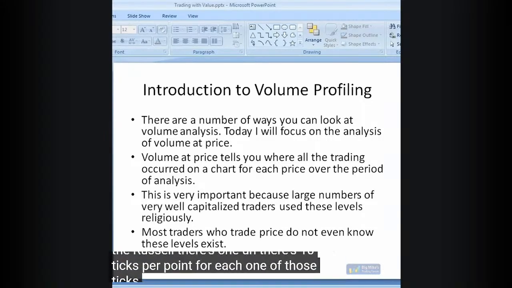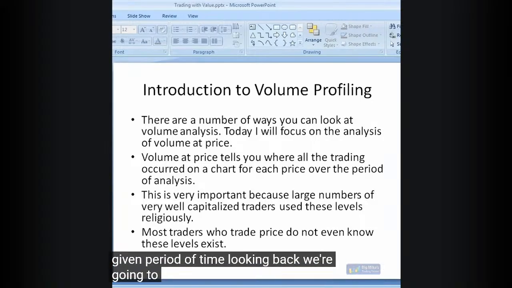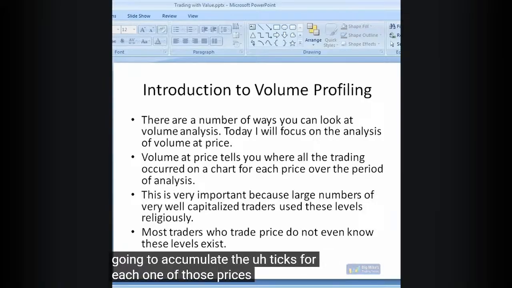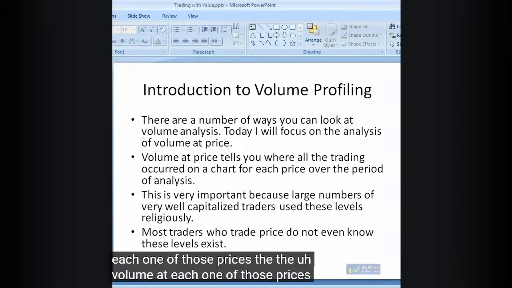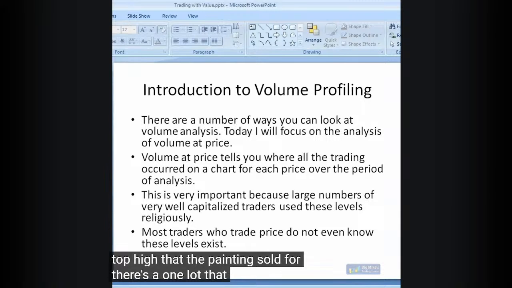For each one of those ticks, over a given period of time looking back, we're going to accumulate the ticks for each one of those prices, the volume at each one of those prices. So in the case of our art auction, at that very top high that the painting sold for, there's one lot that ultimately sold at that price.